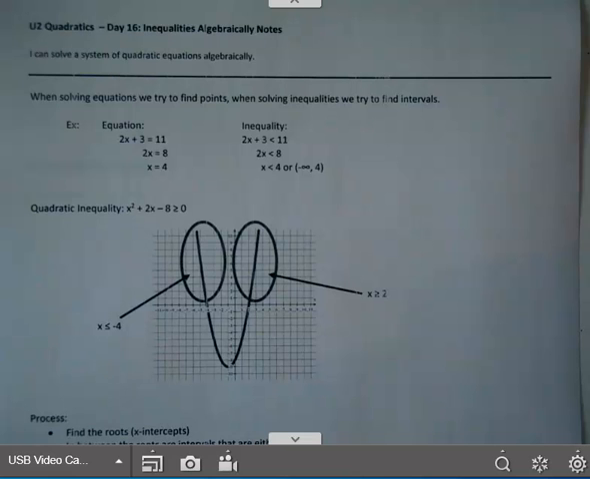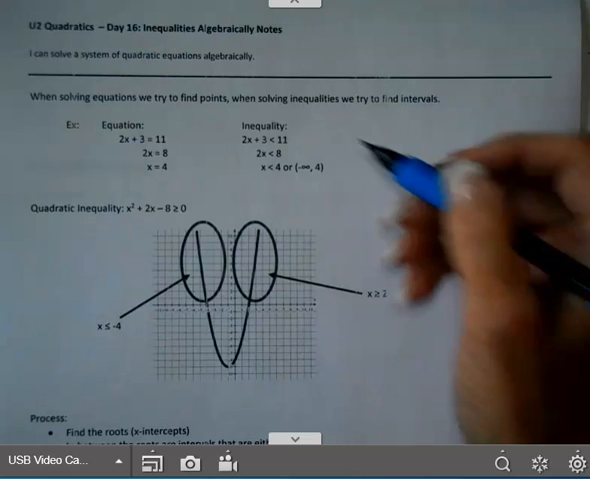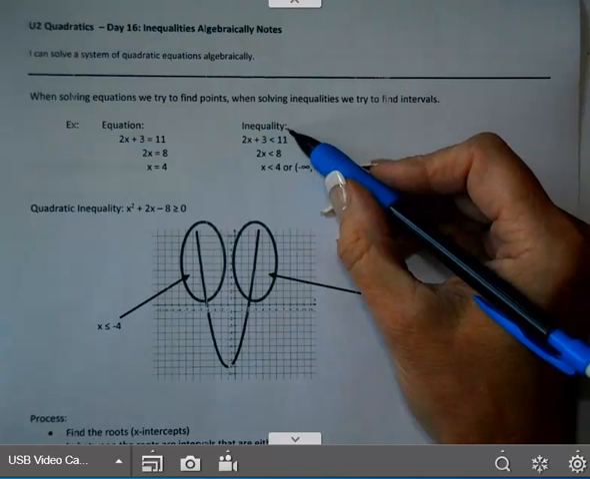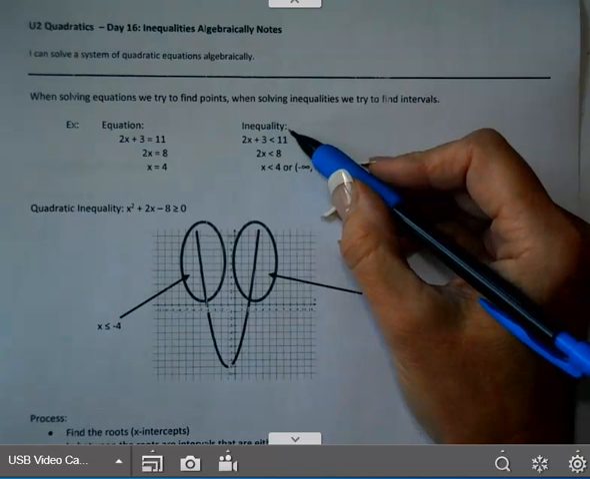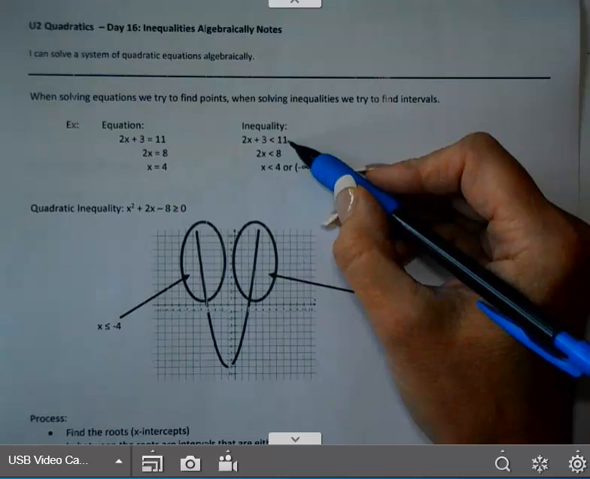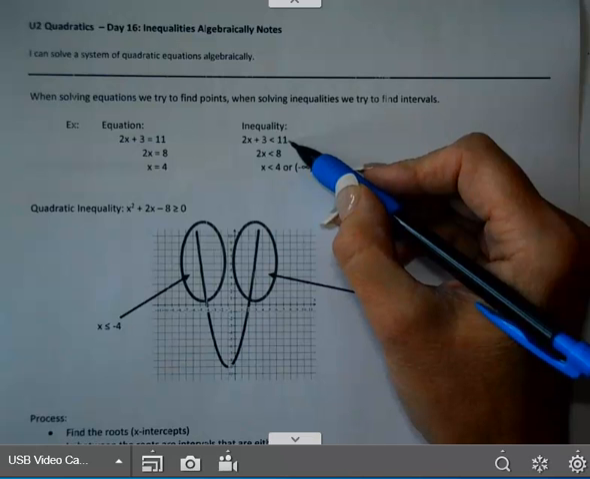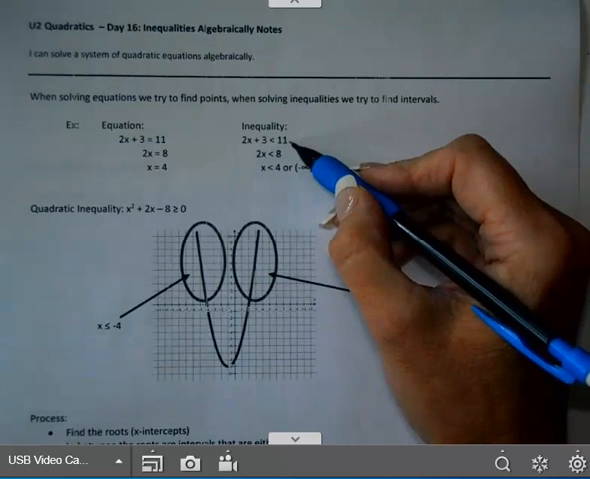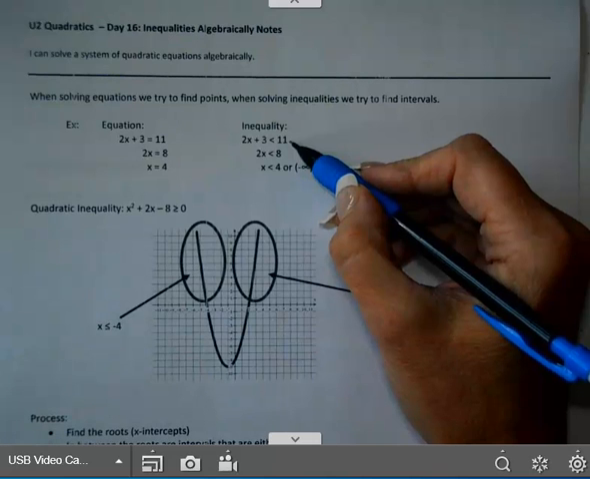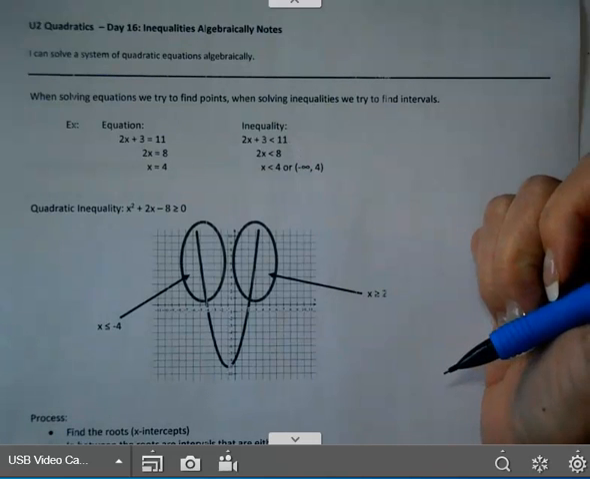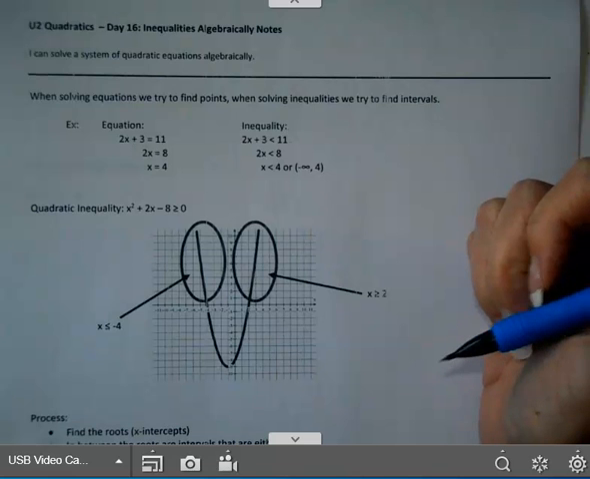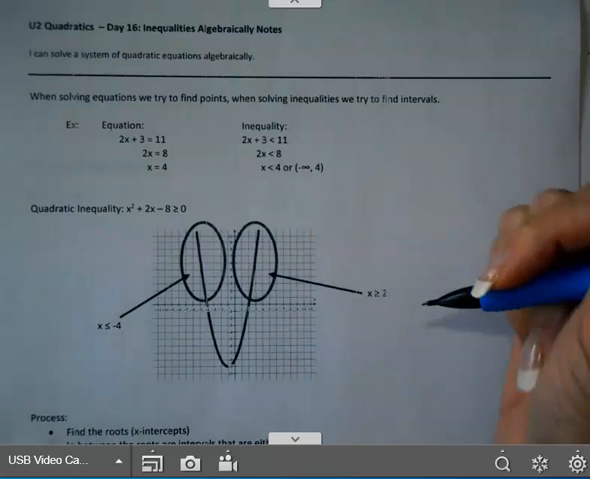Today we're going to solve inequalities algebraically. If I have an inequality, when I solve this, where it crosses the x-axis, it goes from positive to negative or negative to positive. So I'm going to look for every place it crosses the x-axis and break my equations into intervals and test those intervals to determine if it is positive or negative for my inequality.